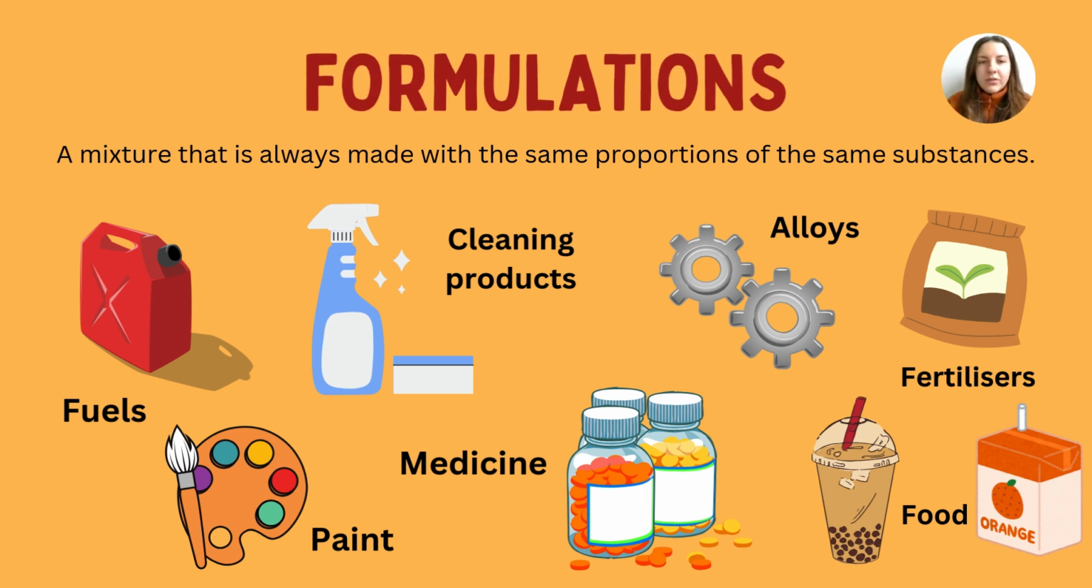And then lastly, this word formulation. So this is just a bit of an intro into this topic, but for a formulation, you need to know there are lots of different types of substances that have formulations, and it's essentially a mixture that's always made up of the same proportions of the same substances. So they want you to know that cleaning products, alloys, fertilizers, medicines, amongst others, are examples of formulations.